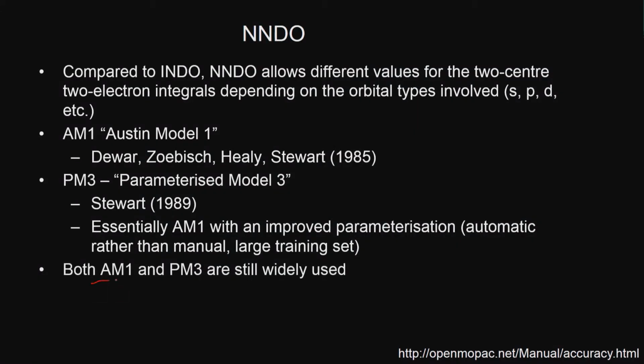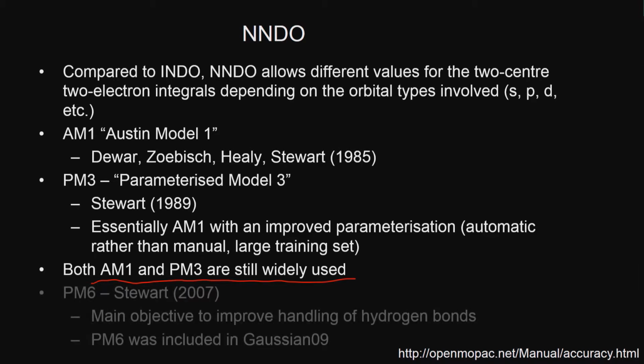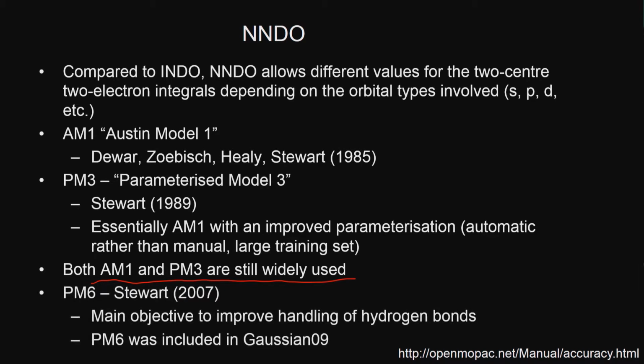So AM1, like I mentioned, AM1 and PM3 are still widely used. They are quite popular. I would still recommend that you use AM1 and PM3 reasonably well for performing semi-empirical calculations with a large number of molecules. Okay. Then PM6, this came in the year 2007, as you can see.